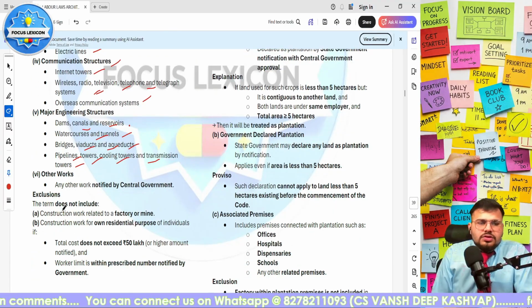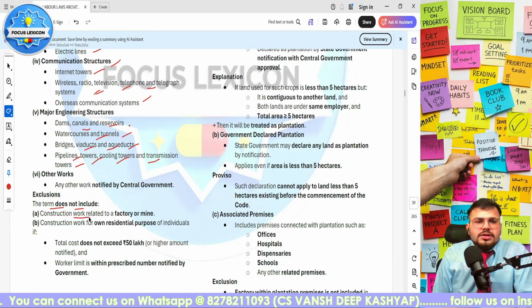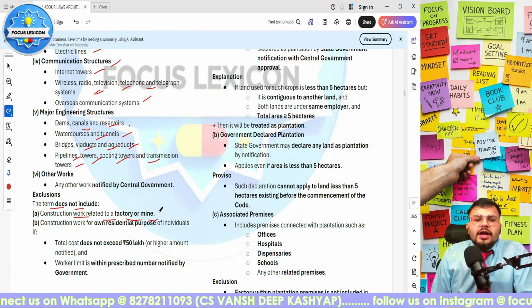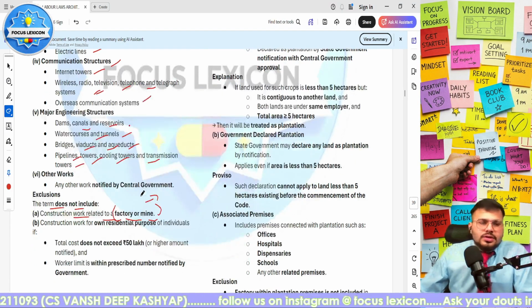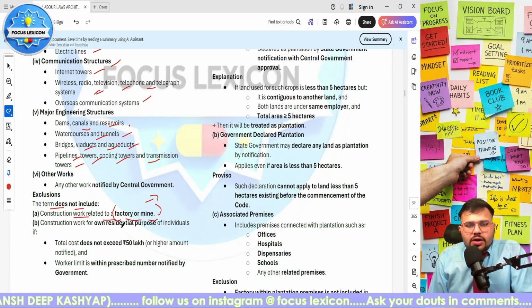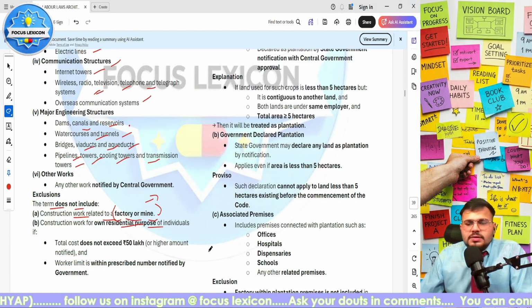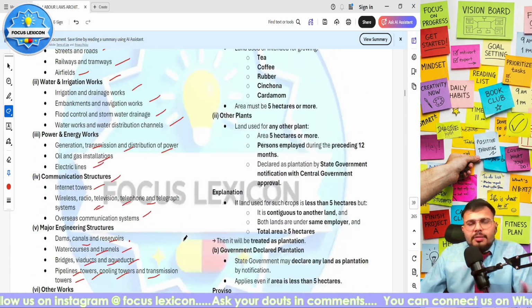However, there are some exclusions also. The term does not include construction work related to a factory or mine. If construction is going on in a factory or mine, it is not covered under building or other construction work. Construction work for own residential purpose: if someone is constructing for residential purpose, that is also not covered under building construction.